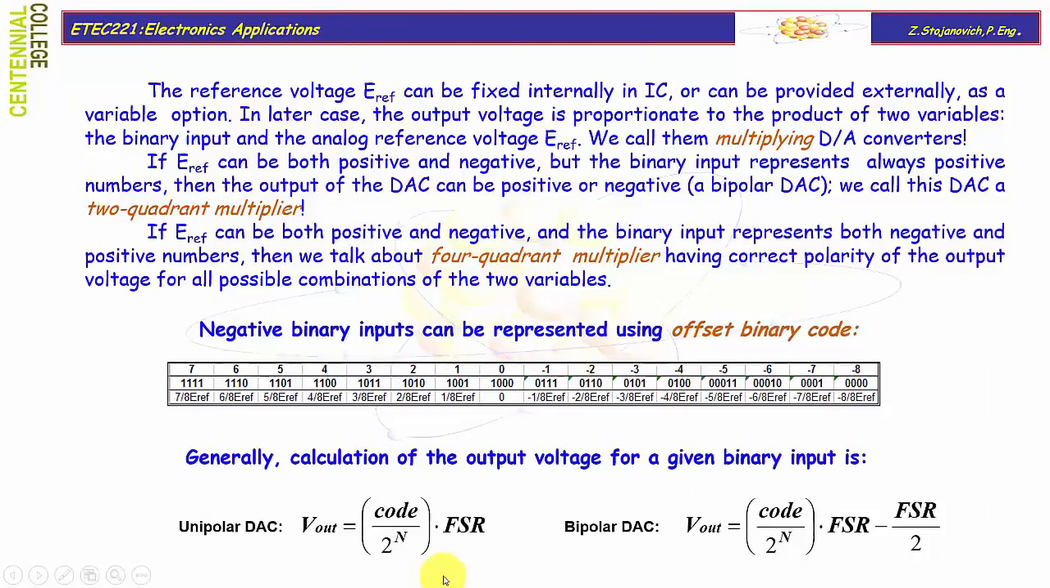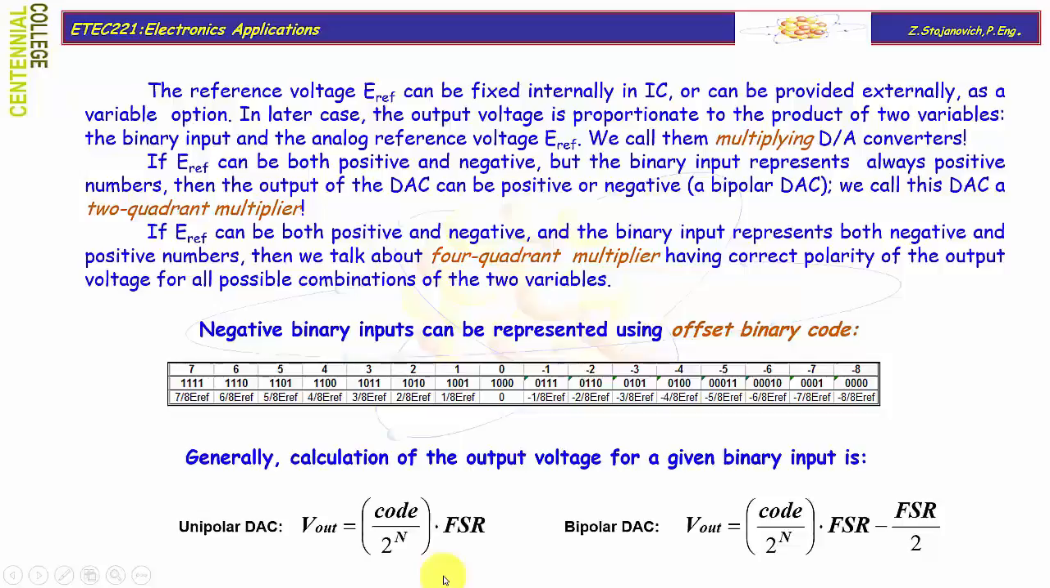Now, in all DACs covered so far, the reference voltage EREF can be fixed internally in the integrated circuit, or it can be provided externally as a variable option. In the latter case, the output voltage is proportional to the product of two variables, the binary input and the analog reference voltage EREF. We call them multiplying digital to analog converters.